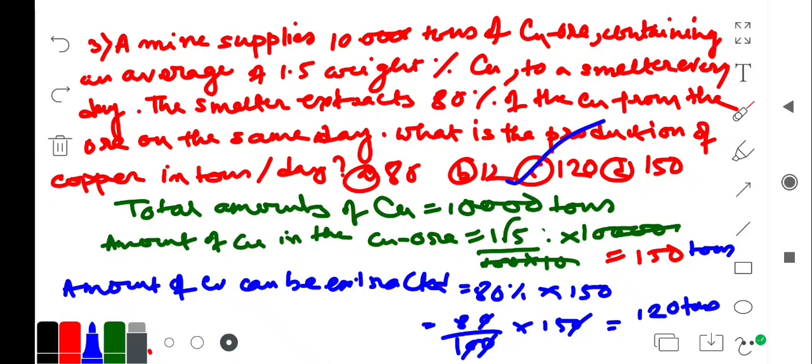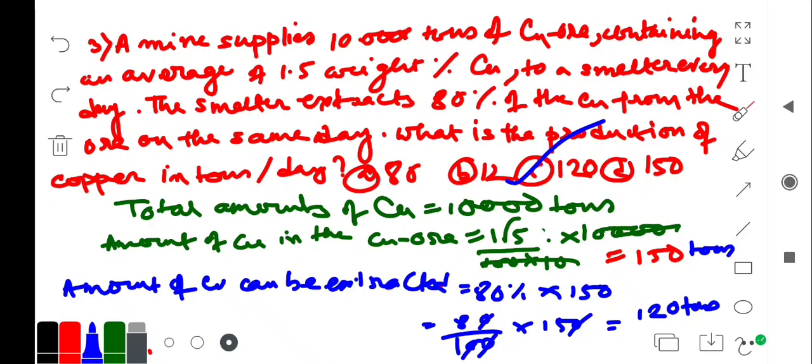So a mine supplies 10,000 tons of copper ore containing an average of 1.5% of copper to a smelter every day. The smelter extracts 80% of the copper from the ore on the same day. What is the production of copper in tons per day? What is the mine supplying? 10,000 tons of copper ore, to the smelter every day, with an average weight of 1.5%. What is the smelter doing? It extracts 80% of the copper it gets every day. So what did I find first?